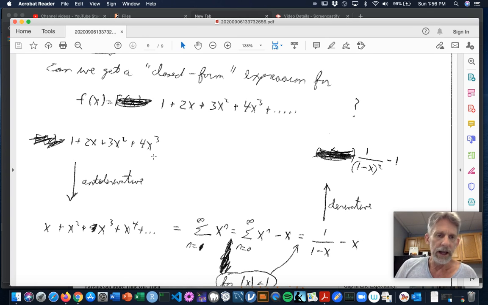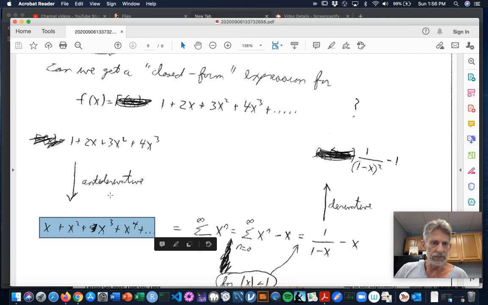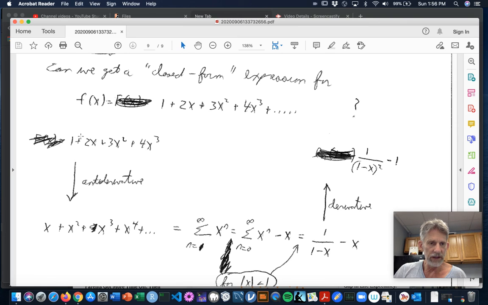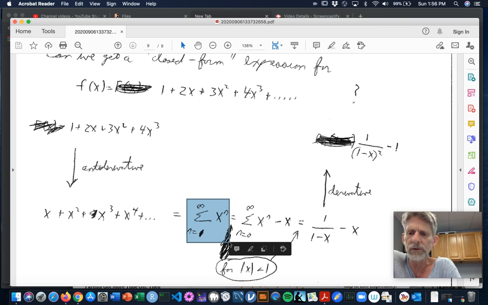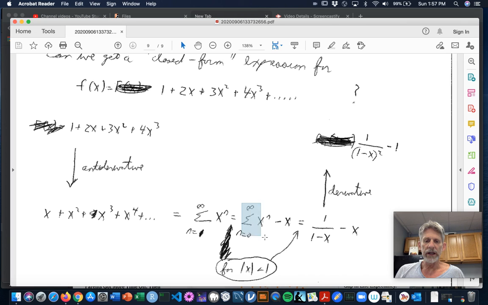Okay. And let's take its antiderivative. So I'll just take the antiderivative of each term. Antiderivative of 1 is x. Antiderivative of 2x is x squared. This has an antiderivative of x cubed, and so forth. Okay. So when I write that out in sum form, I could write it as the sum of x to the n going from 1 to infinity. That is almost the standard form for geometric series. What I could do is write sum n goes from 0 to infinity, and then just subtract off.